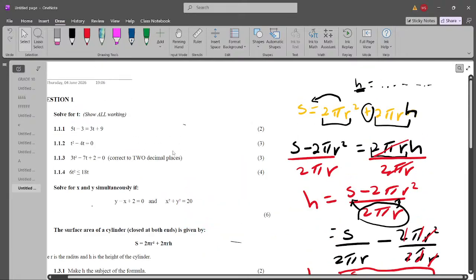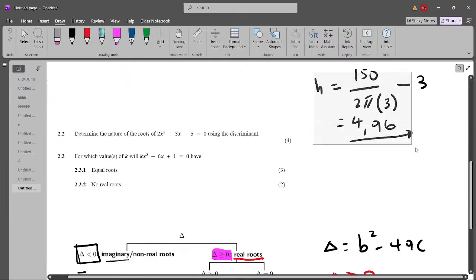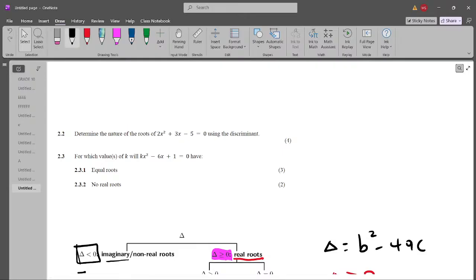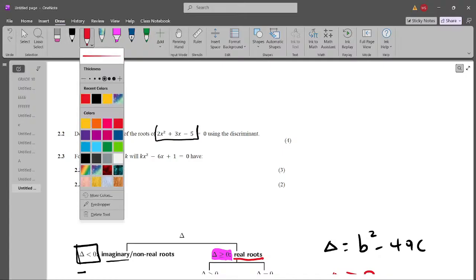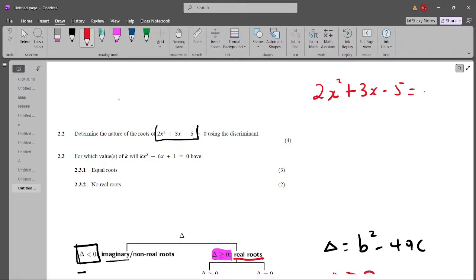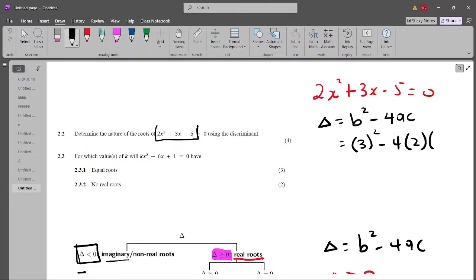So now let us go back to our question. Our first question here, 2.2, says: determine the nature of roots if you are given 2x squared plus 3x minus 5 equal to 0. Remember, to find the nature of roots, the discriminant is equal to b squared minus 4ac. For b it's 3 squared, minus 4, and for a it's 2, and for c it's minus 5. Then 3 to the power of 2 will be 9, and then minus 4 multiplied by 2 is minus 8, minus 8 multiplied by 5.